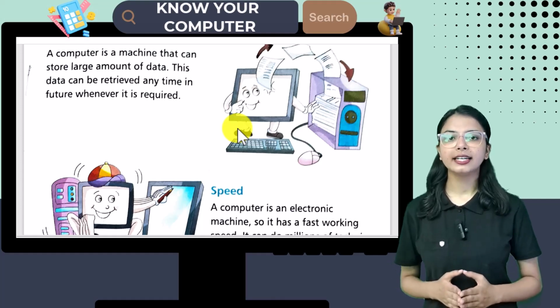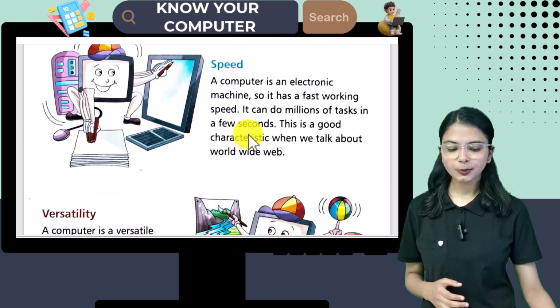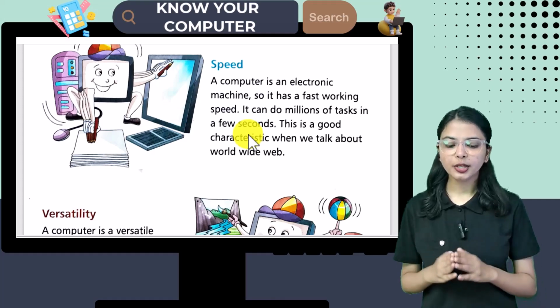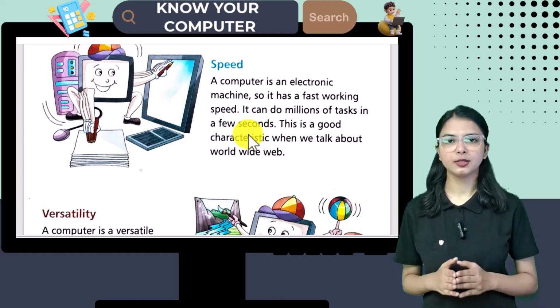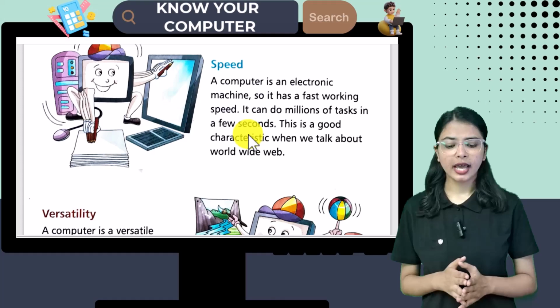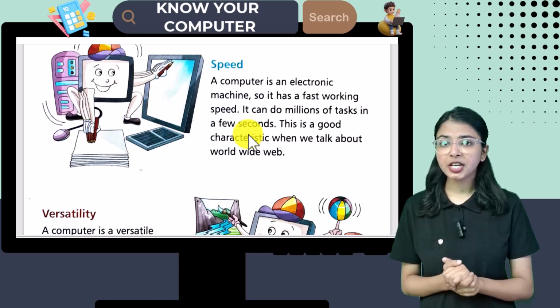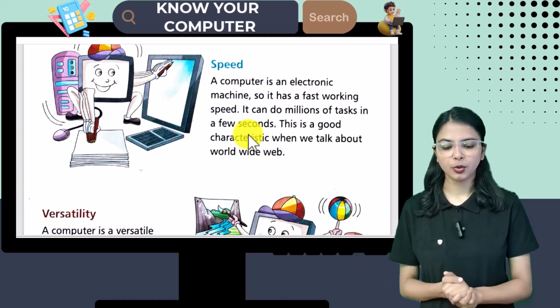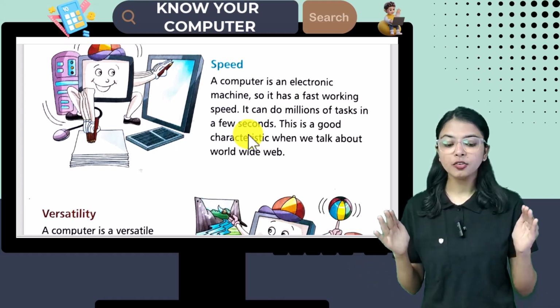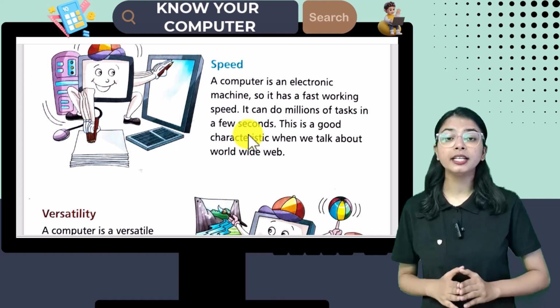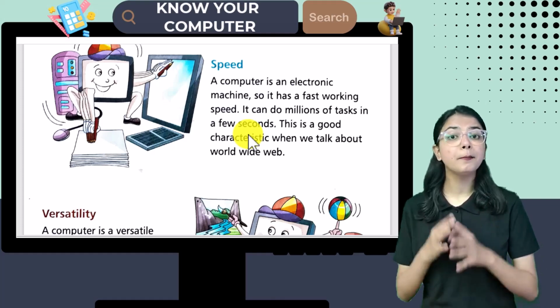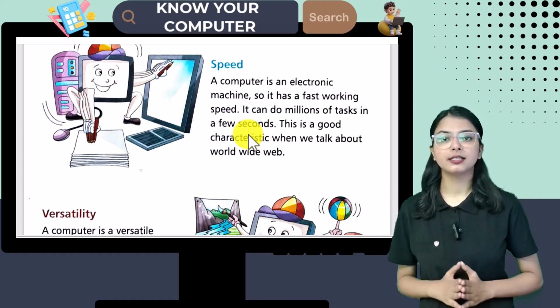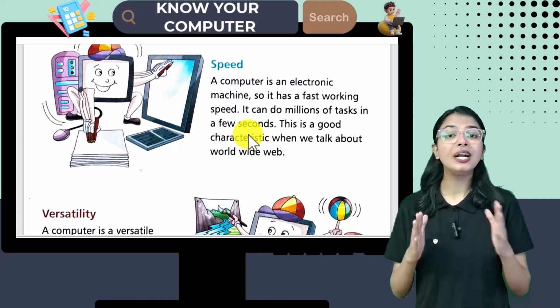And your third characteristic is speed. So what is speed? A computer is an electronic machine, so it has a fast working speed. ये जो कंप्यूटर है ये एक इलेक्ट्रॉनिक मशीन है और इसके पास जो स्पीड है इट हैज अ फास्ट वर्किंग स्पीड. ओके, इट कैन डू मिलियंस ऑफ अ टास्क इन अ फ्यू सेकेंड्स. ये मात्र कुछ सेकेंड्स में मिलियंस ऑफ टास्क परफॉर्म कर सकती है ये मशीन, बिकॉज इट इज अ मल्टीटास्किंग मशीन.